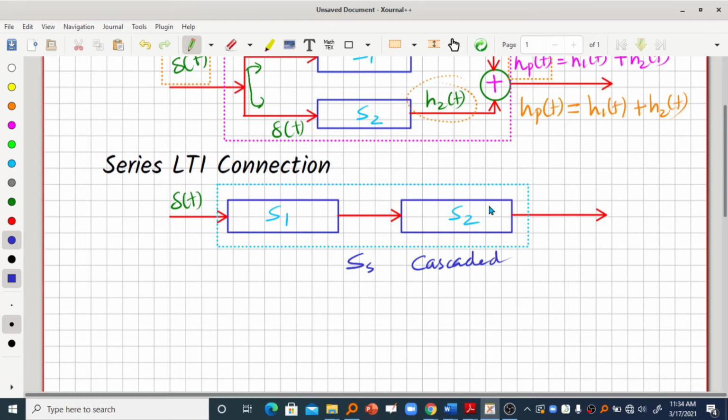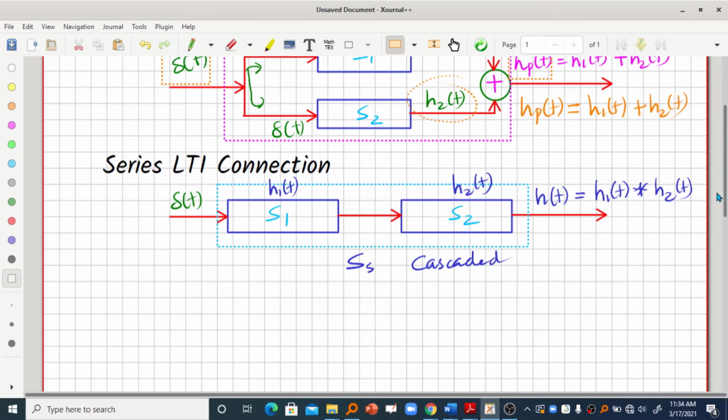What happens at the output is that, from the analysis, we can see that H of t, the overall output of the system, will be equal to the convolution of H1 of t and H2 of t. Here H1 of t is the impulse response of S1 and H2 of t is the impulse response of the second system S2. The effect in the output will be equal to convolving H1 of t and H2 of t.